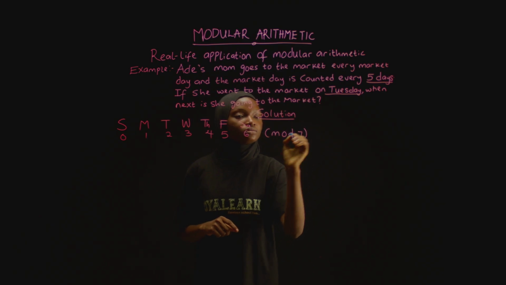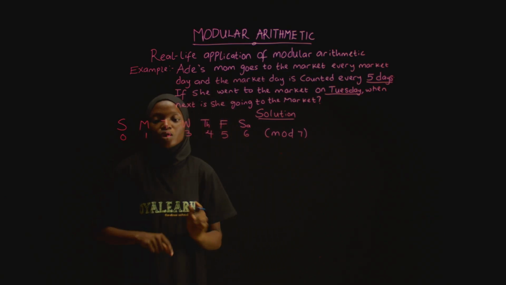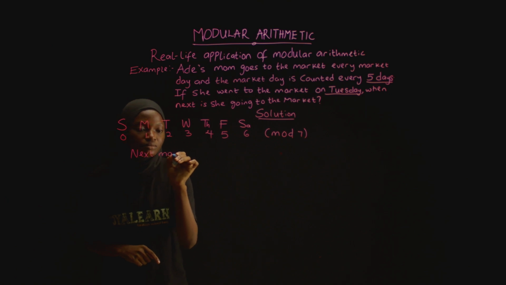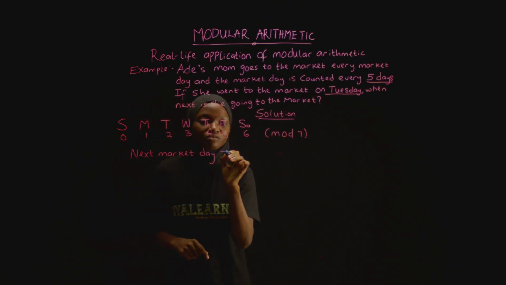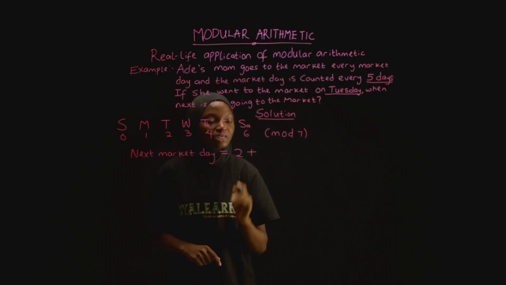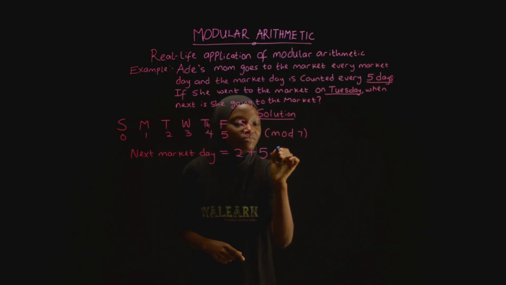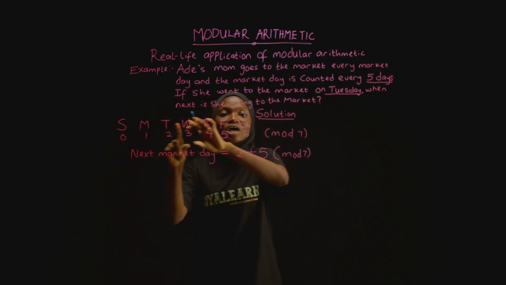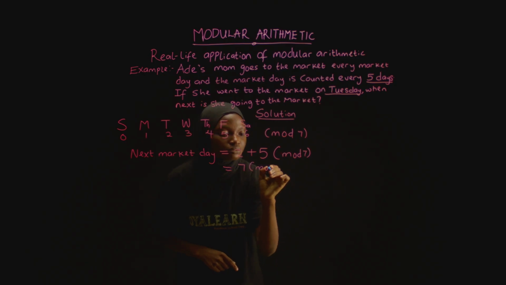mod 7. Now, she went to the market on Tuesday. Tuesday is going to represent 2. So next market day, that will give us the value we have for Tuesday, 2, plus how many days interval do we have? 5 days. Then we evaluate this in mod 7. Since the days of the week, we have 7 in number. So here we have 7 in mod 7.